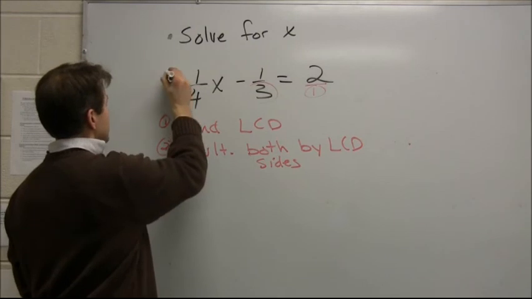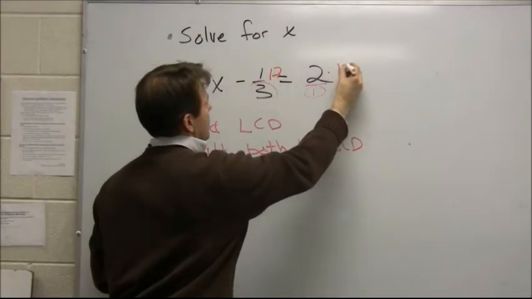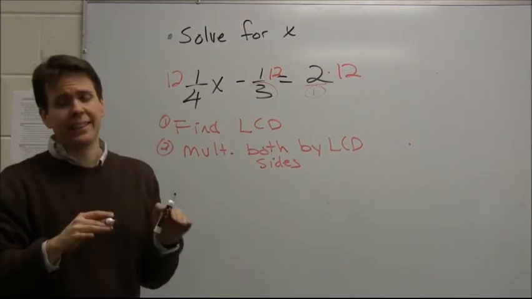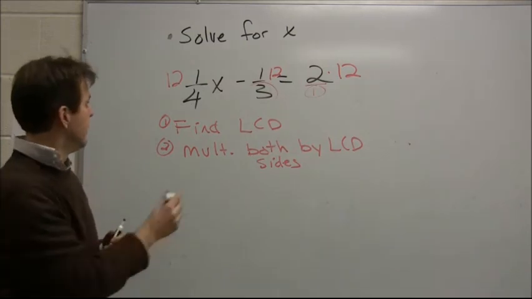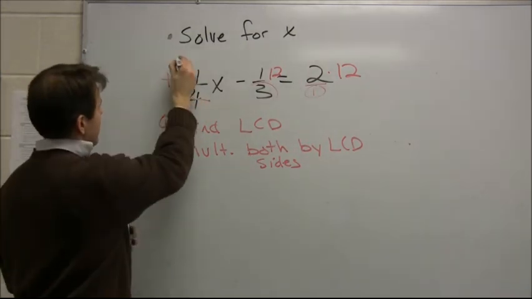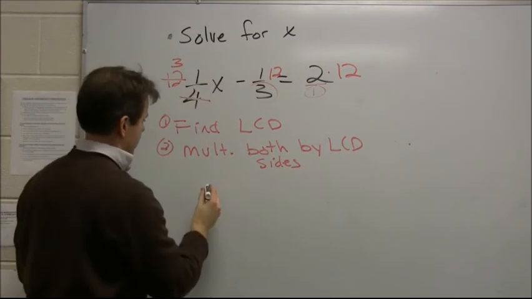So I multiply both sides by 12. Now multiply each term by the 12. I'll just go and kind of pencil it in here. And now we cancel. And the denominator should cancel it. If they don't cancel out, we didn't pick a common denominator. So here, 4 goes into 12 3 times. And 3 times 1x is 3x.